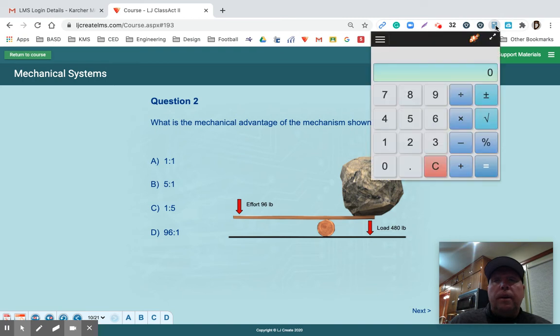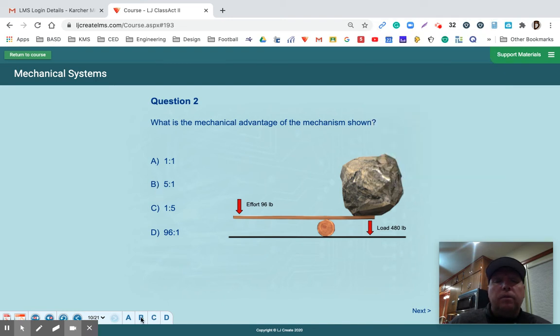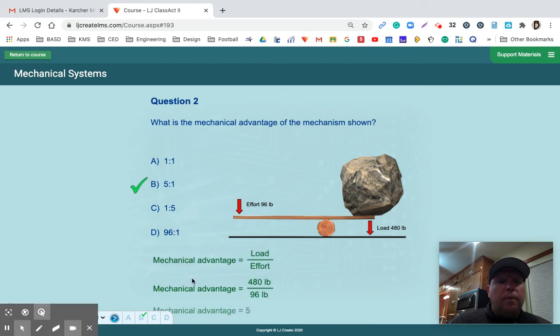So I'll take my calculator out. Okay, 480 divided by 96 equals 5. So it'd be a 5-to-1 ratio. There you go. All right, let's move on to the next one. So load over effort, 480, 96, mechanical advantage is 5.